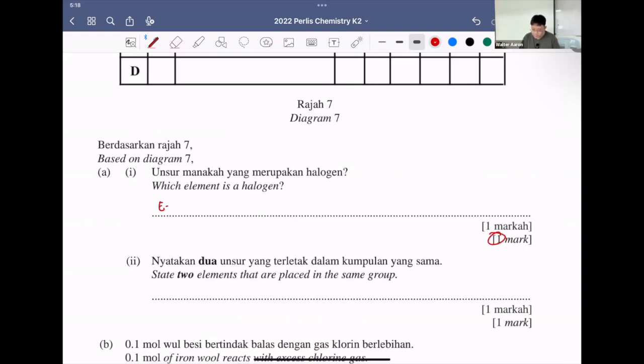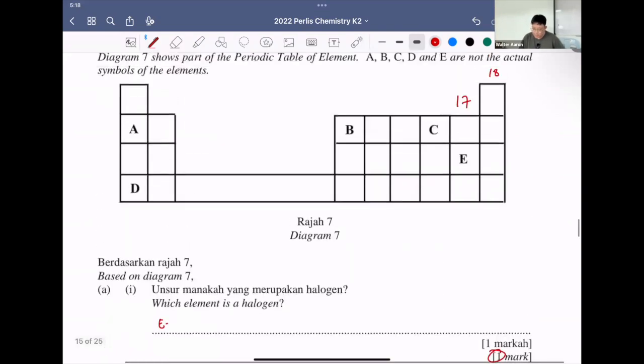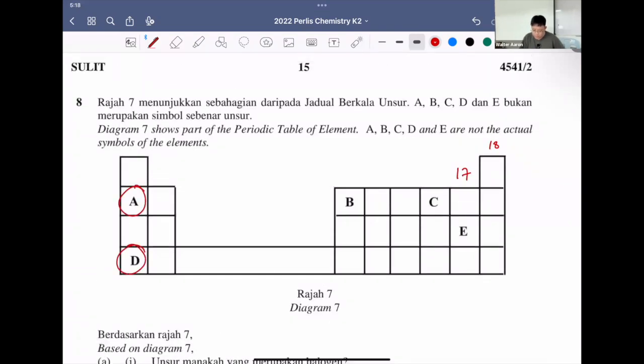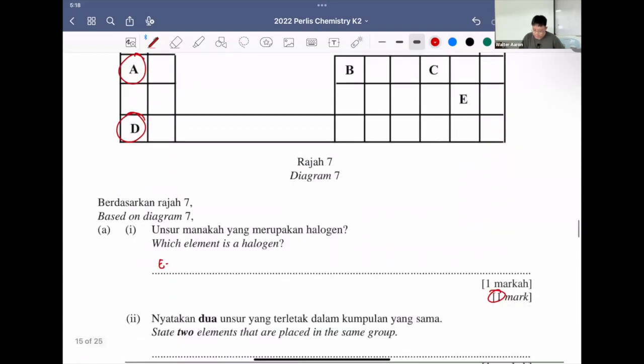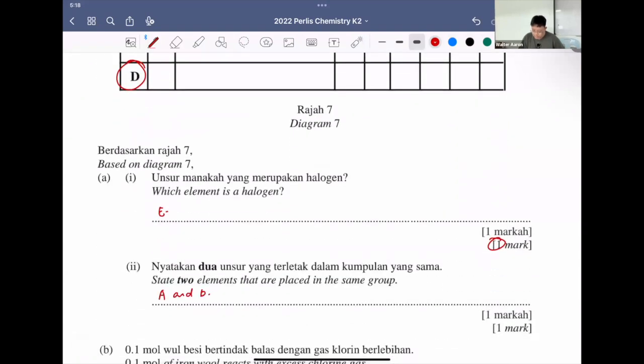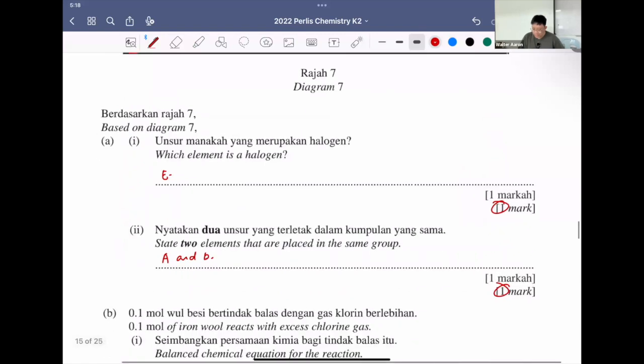State 2 elements which are placed in the same group. Same group means same vertical line. So the only possible one in the same vertical line will be A and D. So you can put here A and D. Okay, you get 1 mark also.